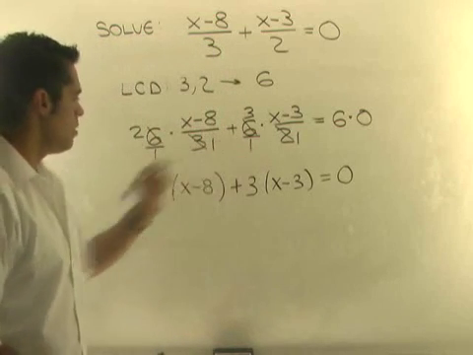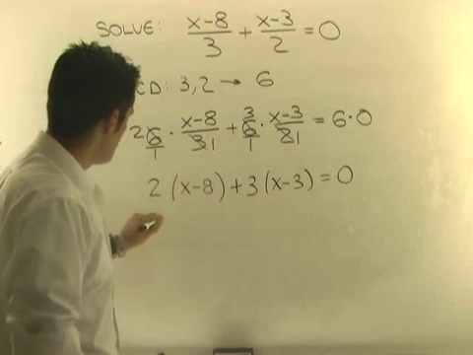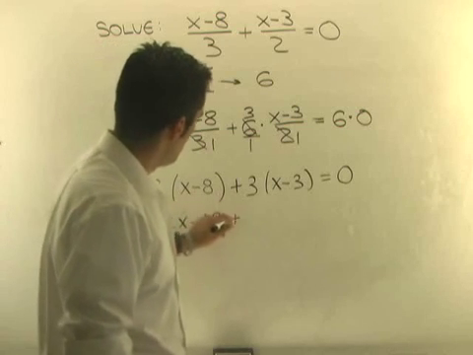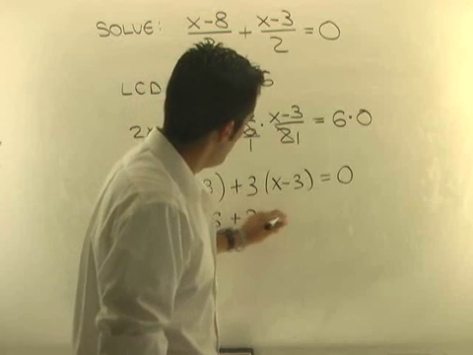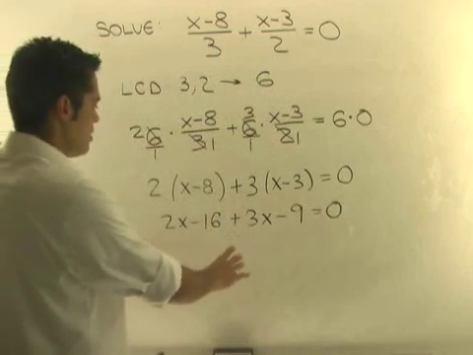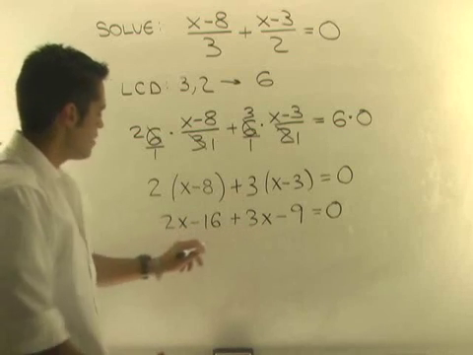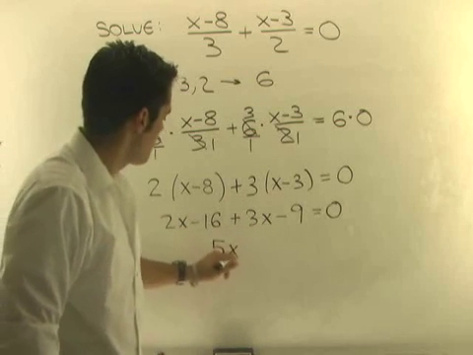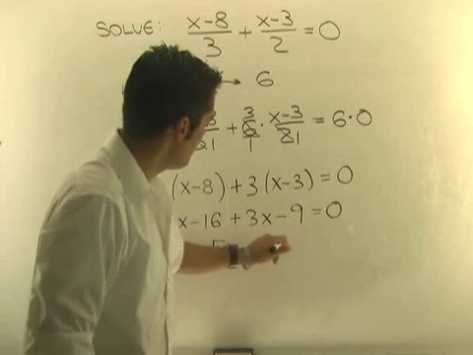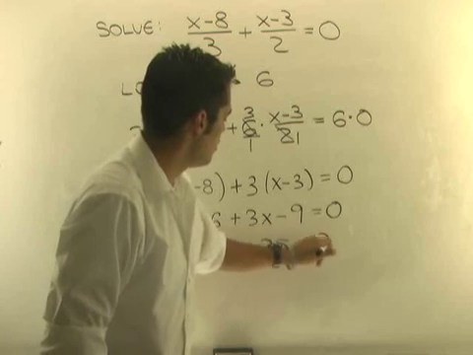Now we just distribute our numbers through our parentheses, so we get 2x minus 16 plus 3x minus 9 equals 0. Now we collect our like terms together. 2x plus 3x is 5x. We have negative 16 minus 9, that gives us negative 25, and then equals 0.